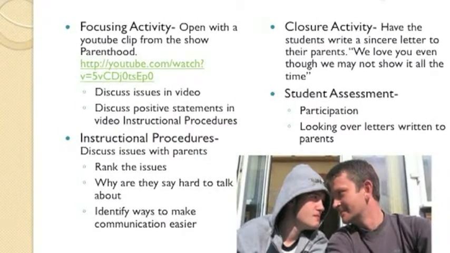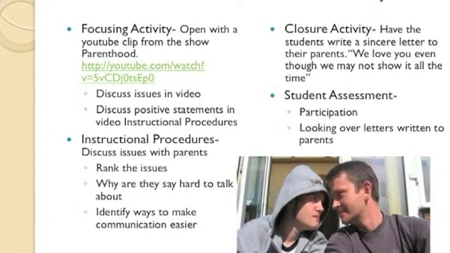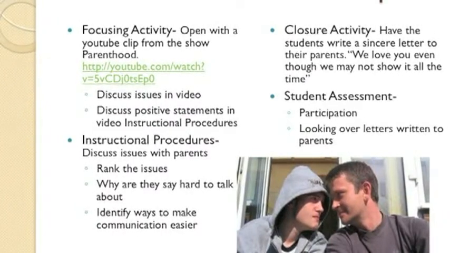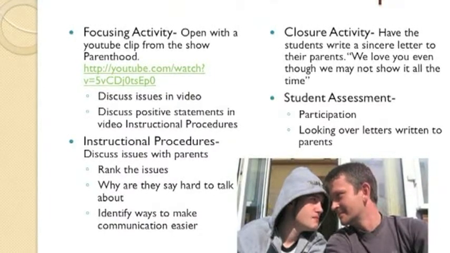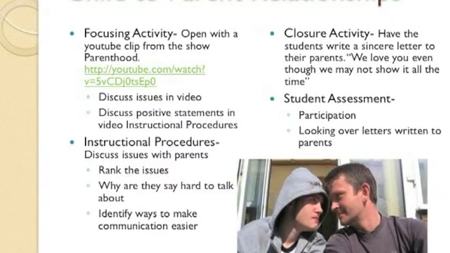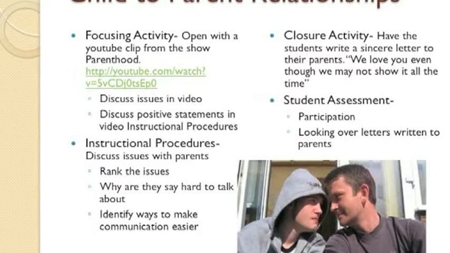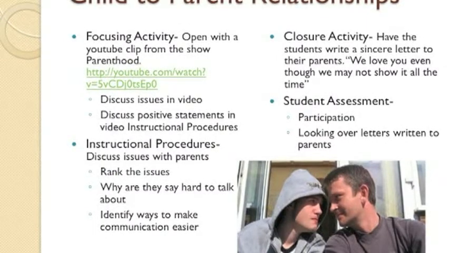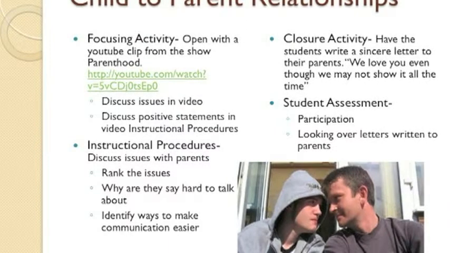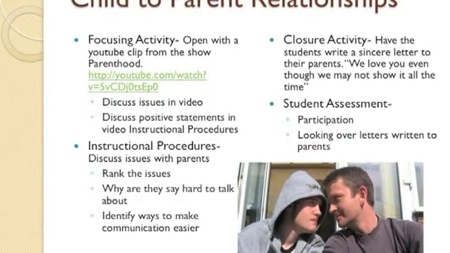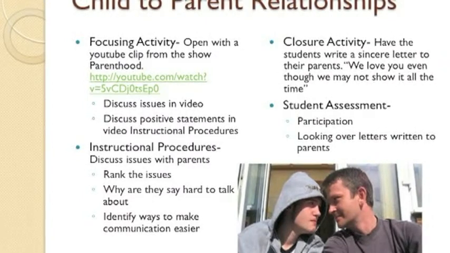Then as the instructional activity, we'll have a discussion about issues that you have with your parents. And the students will rank the issues 1 through 10. There will be a discussion about why it's so hard to talk to your parents about specific issues. We said that you could be embarrassed, you don't know how your parents will respond, and you don't know how to talk to them. And then you can identify ways to make communication easier. We said that you could have nightly walks with your parents or talks each week, just so that you can touch base and talk about things that have been going on in your life.